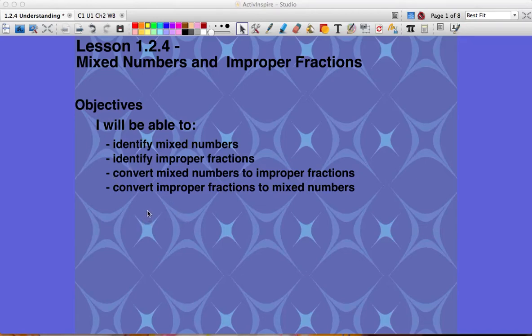Welcome to Lesson 124, Mixed Numbers and Improper Fractions. Today we're going to talk about how to identify mixed numbers, improper fractions, and how to convert mixed numbers to improper fractions and improper fractions to mixed numbers.